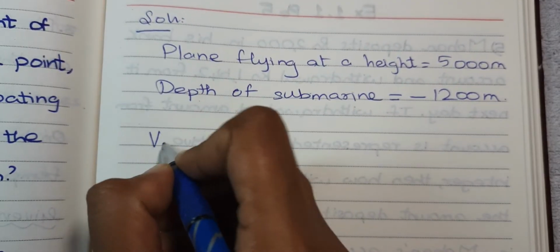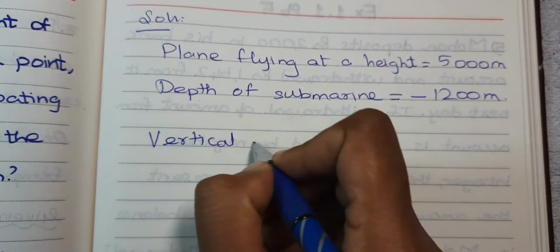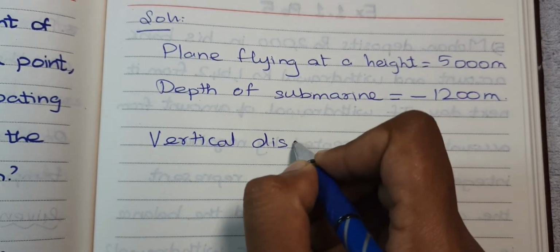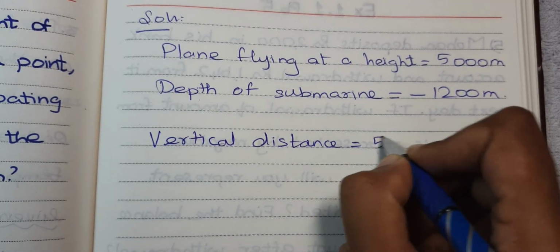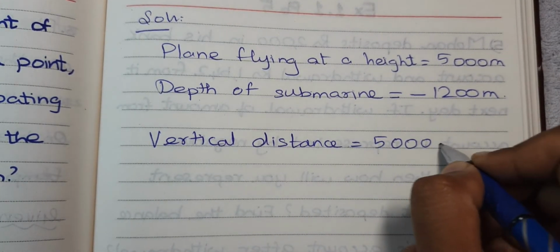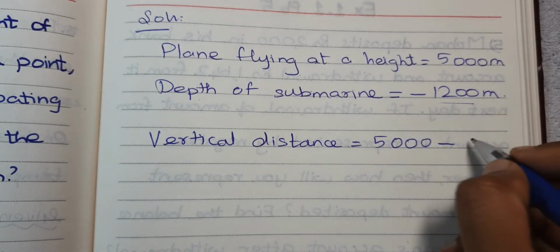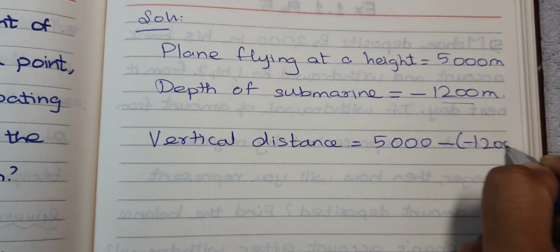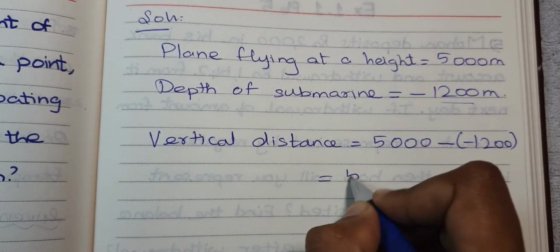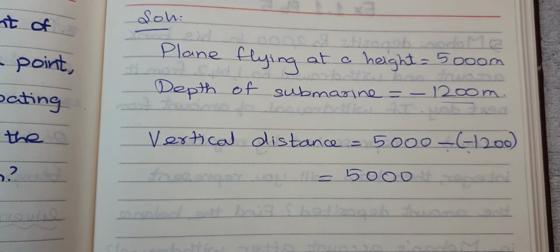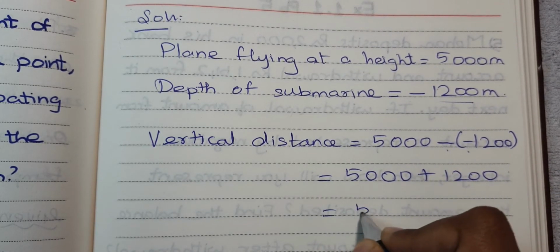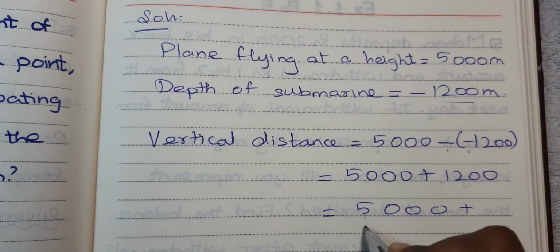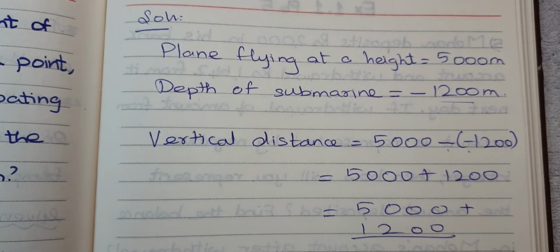Now I have to find out the vertical distance. They have asked the vertical distance between the plane and the submarine. Vertical distance equal to, I have to subtract these two numbers. 5000 minus, already it is given as minus 1200. So minus 1200. So 5000 minus into minus becomes plus 1200. So if you add these two numbers, 5000 plus 1200, 0, 0, 2, 6.